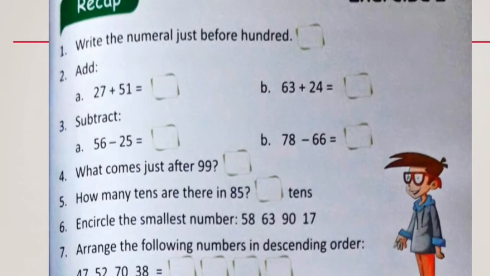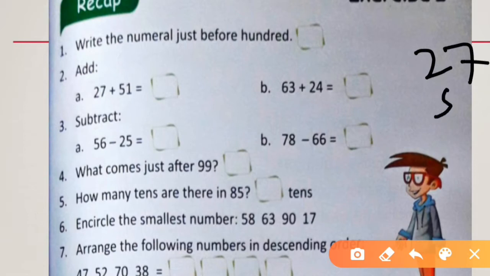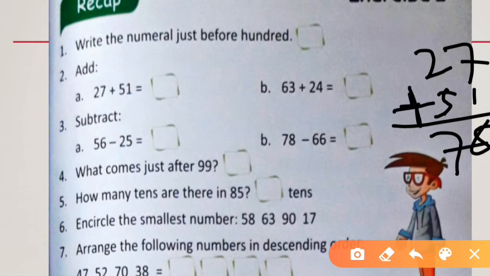First, 27 plus 51. Children, you write this in your copy like this. Then add these two. 7 and 1, 8; 5 and 2, 7. 78. Then write the answer here. Okay?